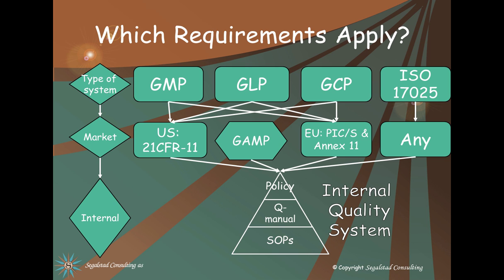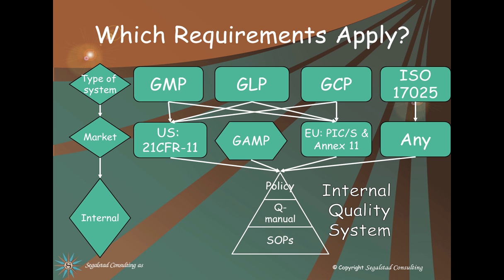So which requirements apply? That depends on the industry and on the market. For pharma, it's the GxPs that apply. GxP is good manufacturing practice, good laboratory practice, and good clinical practice. Additionally, if you send the products to the US market, you have to comply with the 21 CFR Part 11, which covers electronic data and electronic signatures.